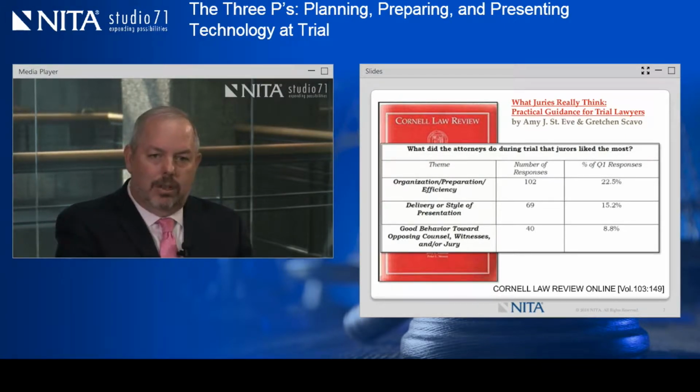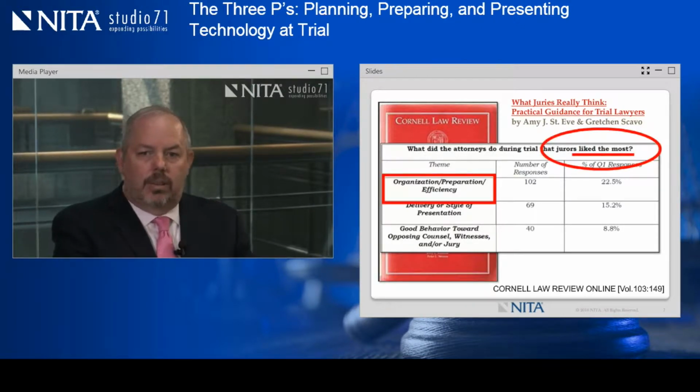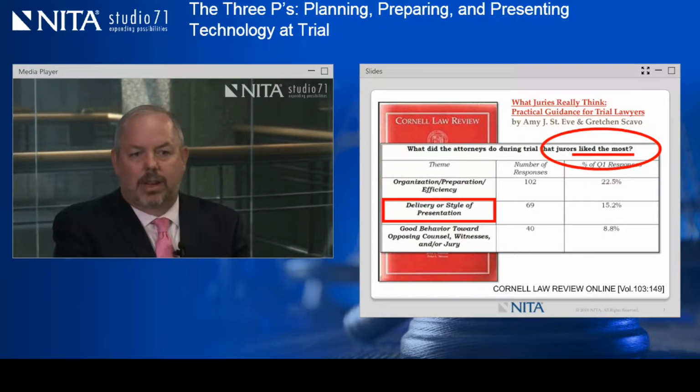This slide shows what they liked. And also, this slide shows the top three things that jurors liked the most. And one of them was organizational preparation and efficiency. And the other was delivery style of presentation.